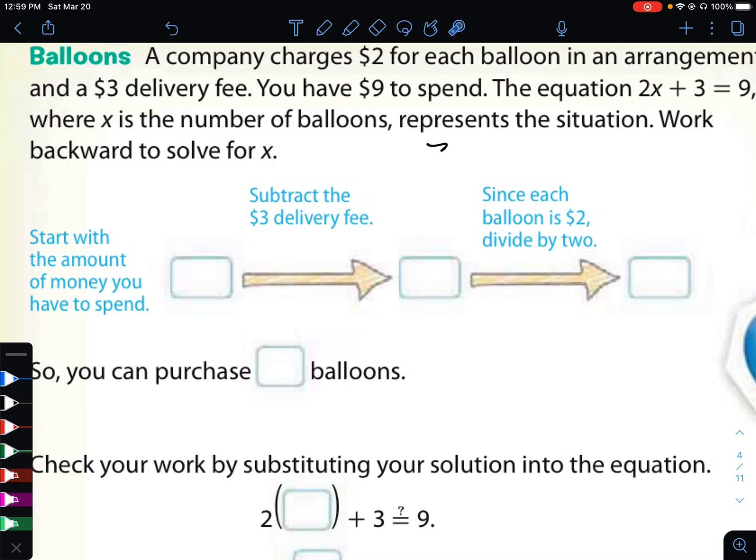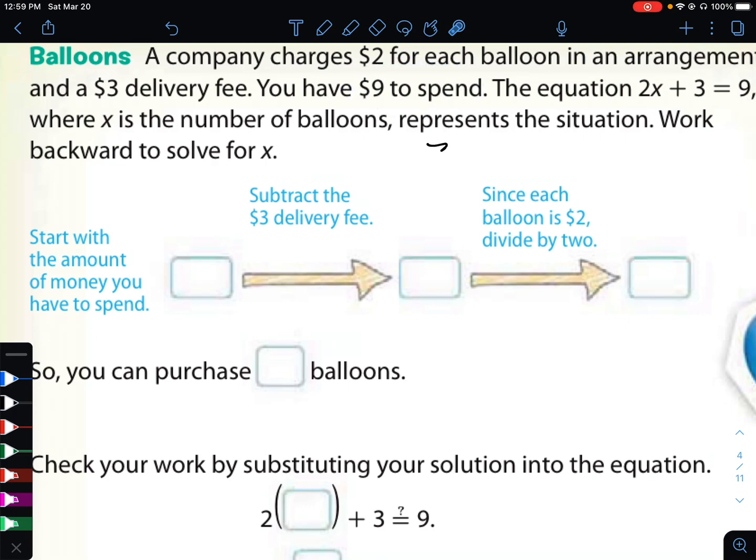Okay, so we have 2x plus 3 equals 9 represents the word problem, which says that the company charges $2 for each balloon. There's your 2 in an arrangement and $3 delivery fee. So that's our delivery fee. That's $2 per balloon. And in this particular problem, we know that x is the number of balloons. So we now have 2x plus 3. And it says we have $9 to spend, so that equals 9.